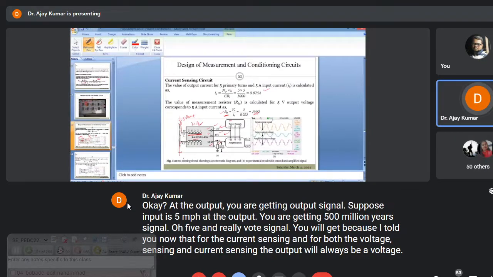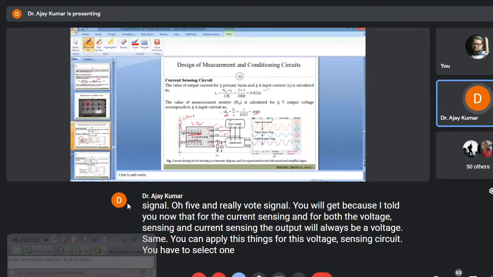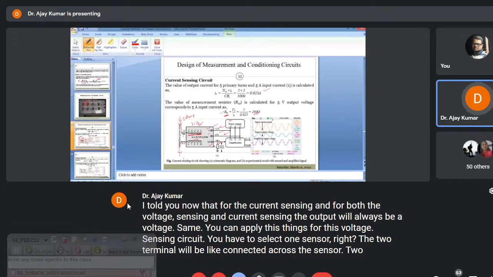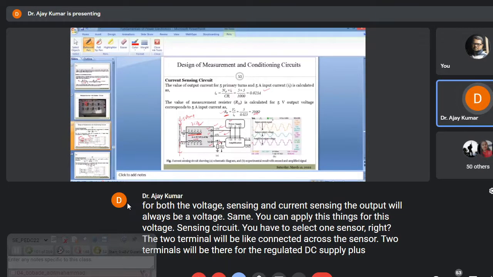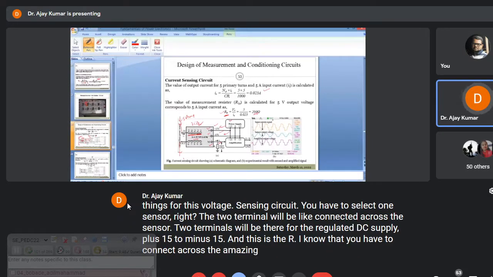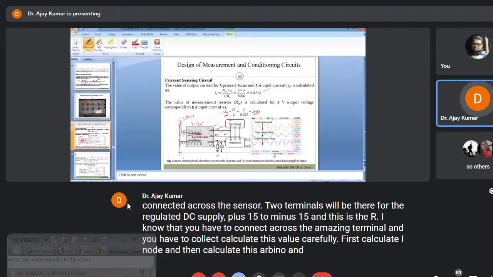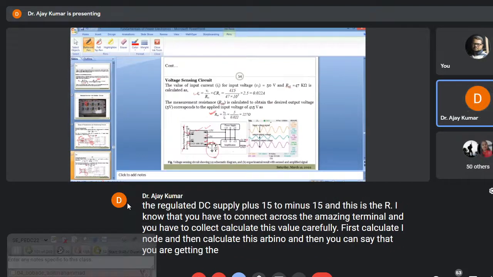You can apply the same things to this voltage sensing circuit. You have to select one sensor, right? The two terminals will be connected across the sensor. Two terminals will be there for the regulated DC supply, plus 15 to minus 15, and this is the RV node that you have to connect across the measuring terminal, and you have to calculate this value carefully. First calculate I node and then calculate this RV node, and then you can say that you are getting the output at this point, correct?